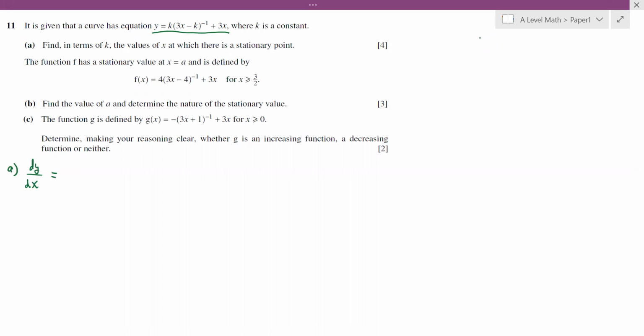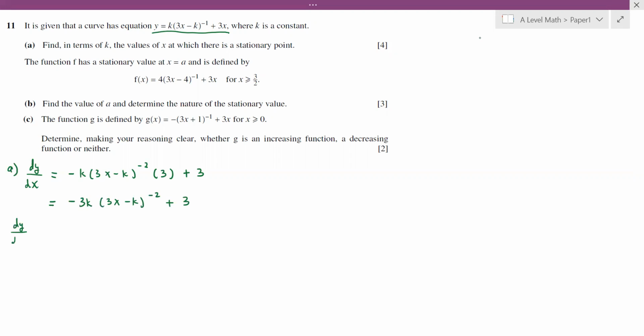Where we differentiate, we have negative k, (3x minus k) to the negative 2, times 3. Remember to use the chain rule, plus 3, so that dy/dx is negative 3k (3x minus k) to the negative 2, plus 3.